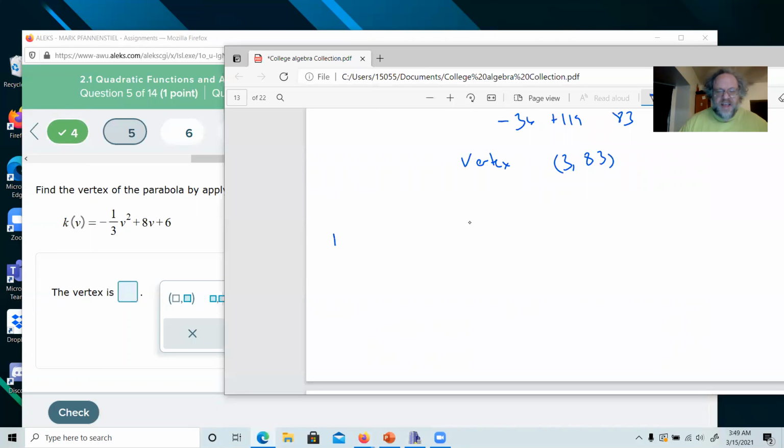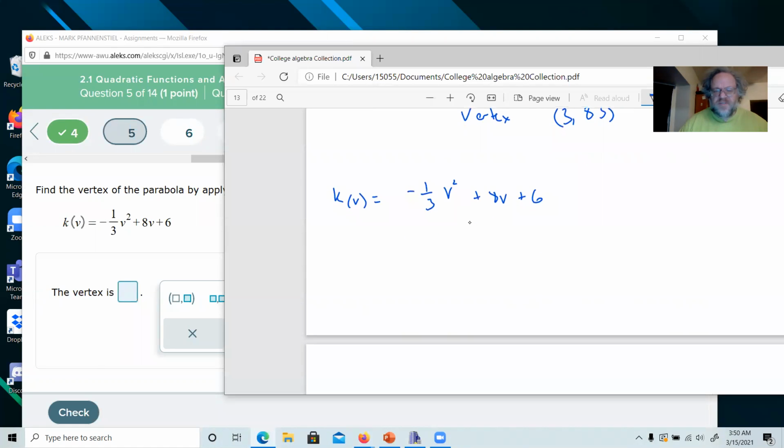So we have k of v is equal to negative 1/3 v squared plus 8v plus 6, and again, find the vertex. The vertex is x equals negative b over 2a. Here's b, here's 2a. So you have to be a little careful in this case. This is going to be negative 8 divided by 2 times negative 1/3. There are two negatives here, they're going to cancel. So we have 8 over 2/3.